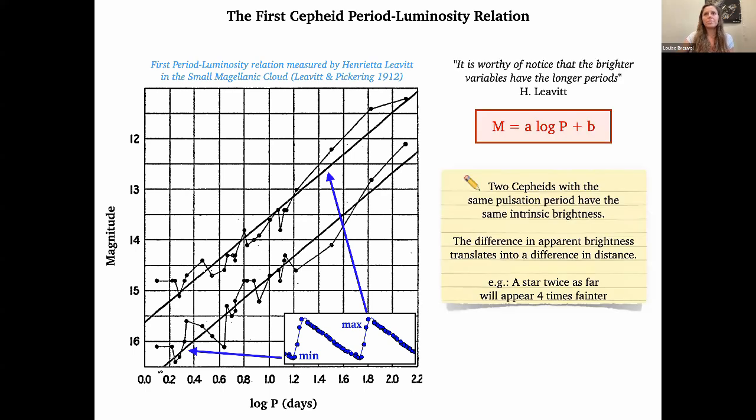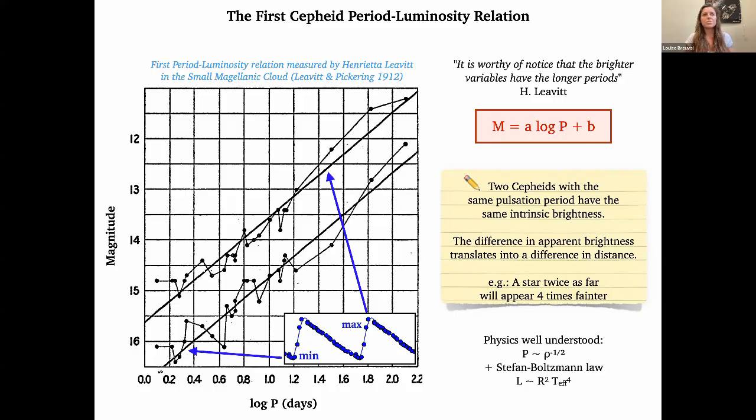And what she says in her paper is that the brighter variables have the longer periods, and that's what we call today the Leavitt law, or the period-luminosity relation in this form. So basically, two Cepheids, no matter where they are in the universe, if they have the same pulsation period, they should have basically the same intrinsic brightness. So a difference in apparent brightness would be a difference in distance, because, for example, a star twice as far would be 4 times fainter.